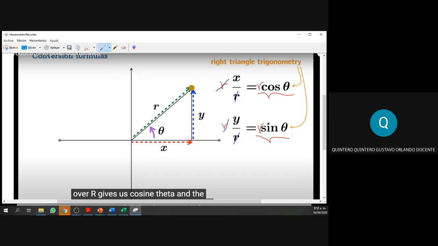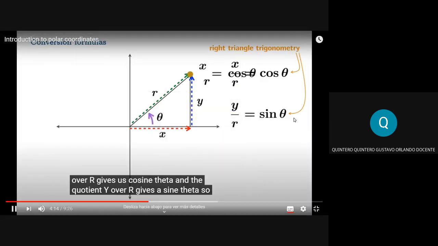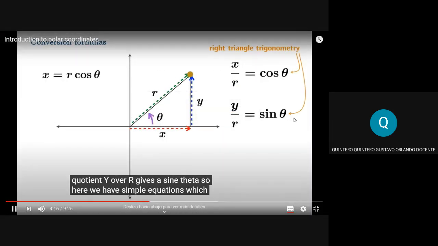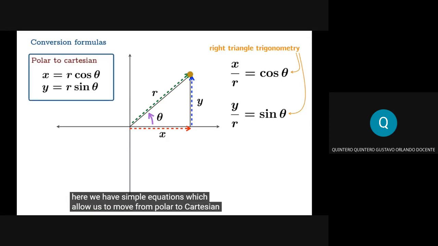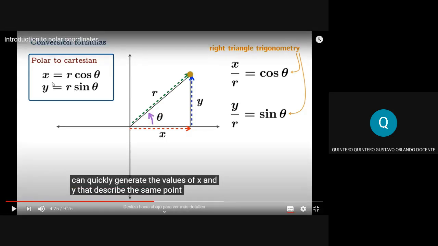Meaning, now we have our conversion formulas. Take a look at this. Here we have simple equations which allow us to move from polar to Cartesian coordinates. If we know r and theta, we can quickly generate the values of x and y that describe the same point. Beautiful. What we are given here is that if we know r and we know theta, these two values, r and theta.